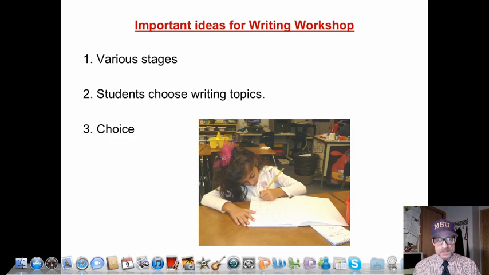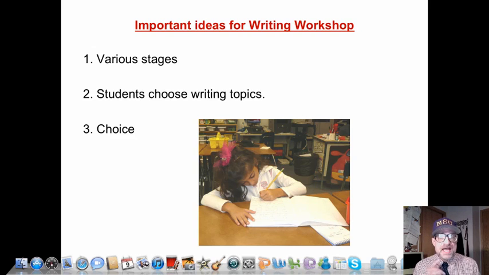Important things to remember in writing workshop. First of all, things are in various stages. Some people may be drafting, some people may be revising, some people may be pre-writing. Students get to choose the writing topic. This doesn't preclude that once in a while a teacher might say, well, I want you to describe. But by and large, students should be able to decide what to write about. If you do have a teacher topic, make sure it is structured but open-ended so students can personalize it.